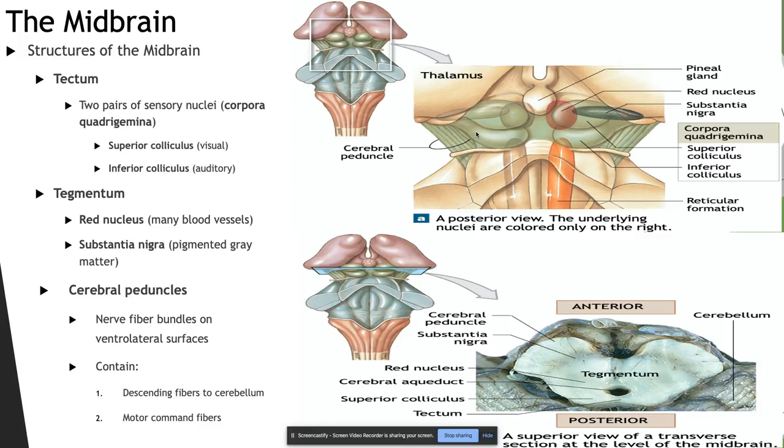The substantia nigra is the largest midbrain nucleus, and it lies lateral to the red nucleus. The gray matter in this region contains darkly pigmented cells, giving it a kind of black color. And the pigment is melanin, and here it is a byproduct of dopamine synthesis.